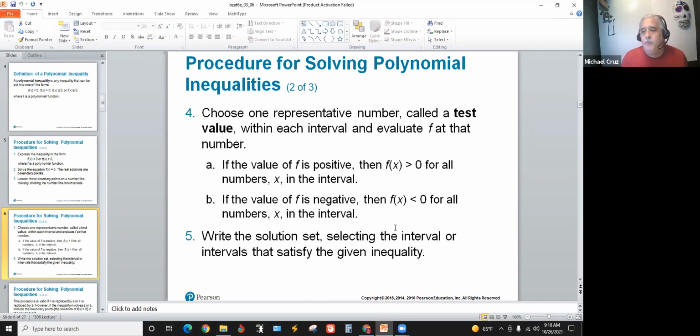Now, essentially, you just put a value into the original inequality, and if it comes out true, then that's part of the solution. And if it comes out false, then it's not. But the way this book handles it is a little bit different. They just look at whether it's positive or negative. If it's positive, it's part of the solution. And if it's negative, it's not. And then you write the solution set with interval notation.